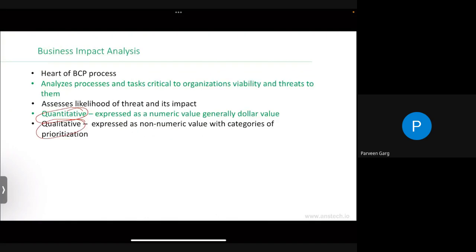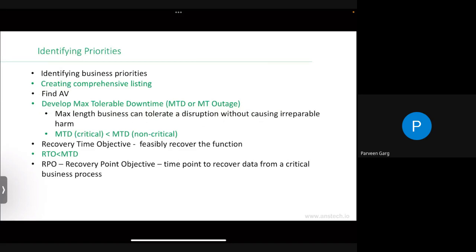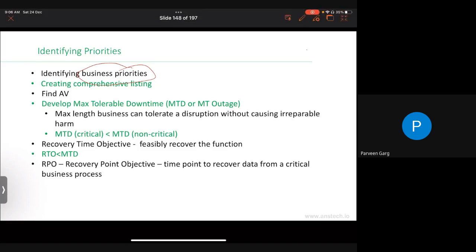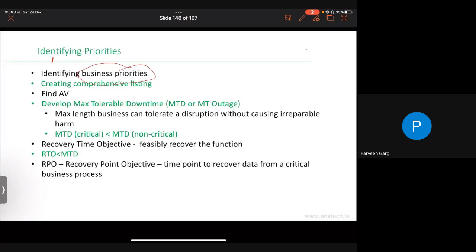Before that, you need to identify the critical processes which are likely to cause you a failure. How do you process it? Firstly, you identify the business priorities. Once you've identified the business priority, you identify its asset value. This is what we know, how to find out asset value, and we found out that the website had an asset value of $100 million. Now there are four key things which you need to know. The first is maximum tolerable downtime.